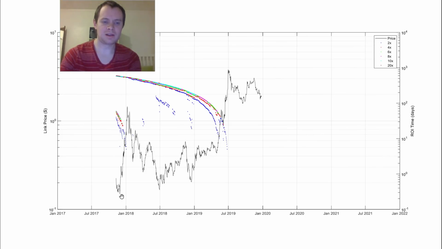So if you had bought Link over here at around 15 cents, then your 20x would be $3, and clearly you could have sold for $3 over here, and that would have been a 20x ROI on your investment. And it would have taken you maybe about 2 years to see that, which is really not that bad.